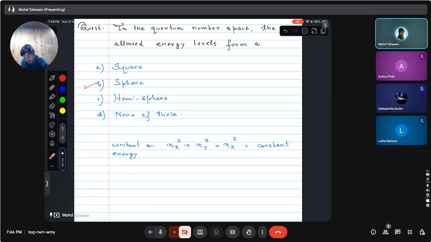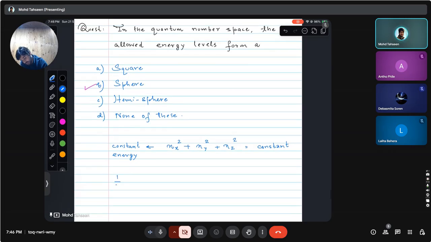The second point is it will never be a full sphere, because for a sphere, these quantities have to be negative as well. So at best, it will define 1/8 of a sphere, or what's called an octant. We have quadrants in 2D and octants in 3D. Octant of a sphere.